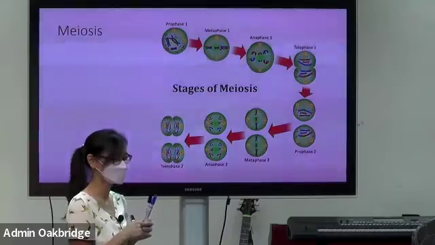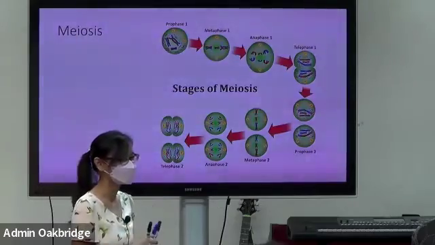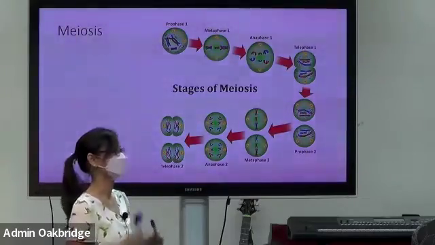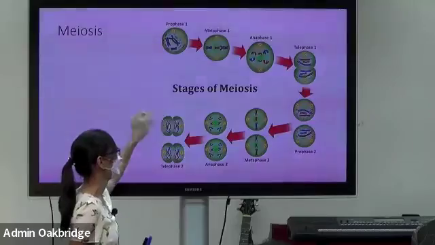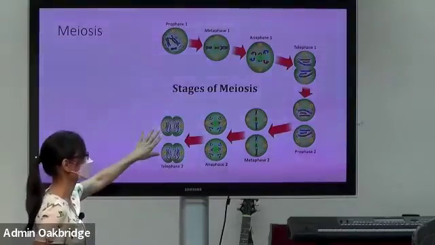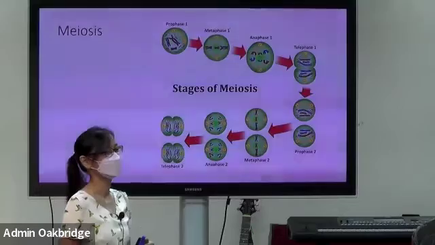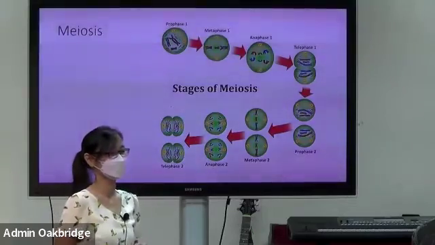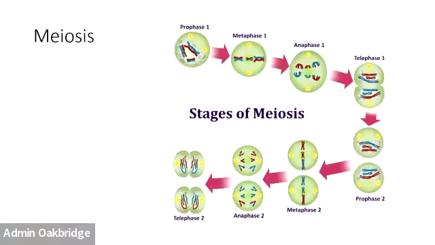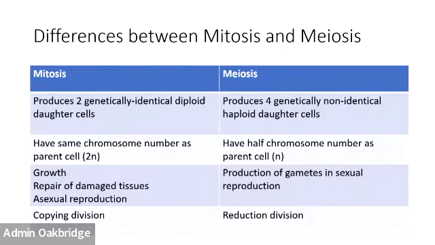Are they identical? No, they are not identical, okay? They are not the same. That's why we want meiosis to happen, because we don't want identical cells. We want variation, so that some gametes will have strengths and some gametes will have other strengths. So we want variation through meiosis.